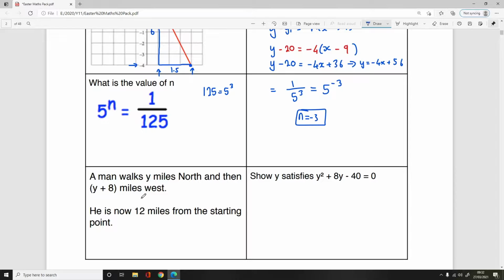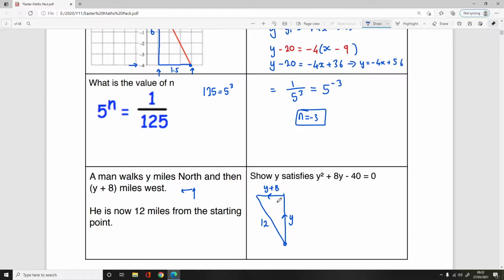Okay. Lastly, this is a Pythagoras question. A man walks y miles north and then walks y plus 8 miles west, so that is going to be north and then west. So let's draw out what that looks like. Man starts here, man goes up y miles, man goes across y plus 8, absolutely not drawn to scale. He is now 12 miles from the starting point, so this whole distance must be 12.